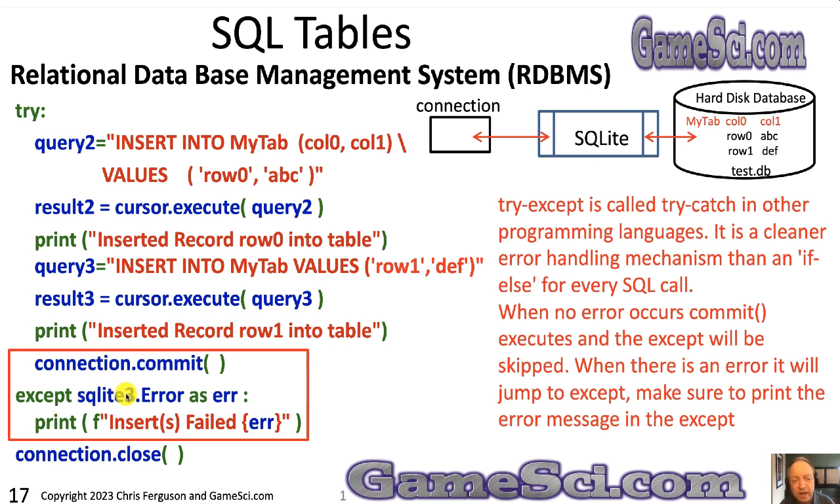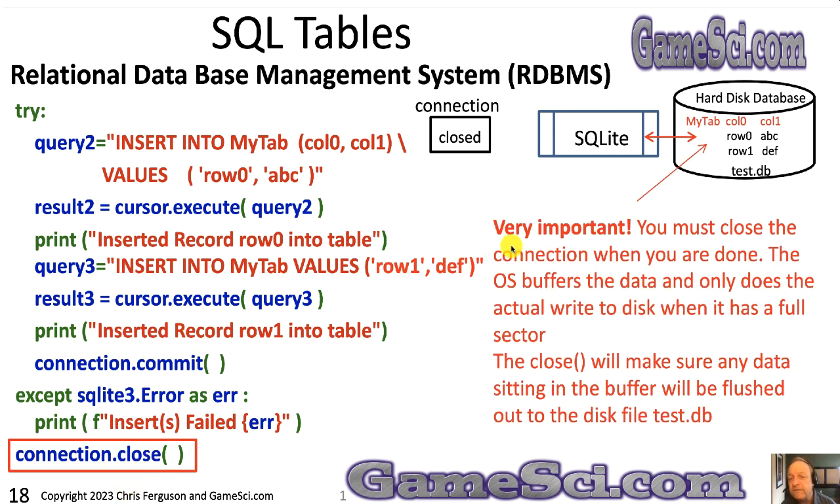Connection.commit, except sqlite3.Error as error. Print the error message if the except executes. Try except is called try catch in other programming languages. It is a cleaner error handling mechanism than an if-else statement for every SQL call. When no error occurs, commit executes and the except will be skipped. When there is an error, it will jump to the except and make sure to print the error message in the except statement.